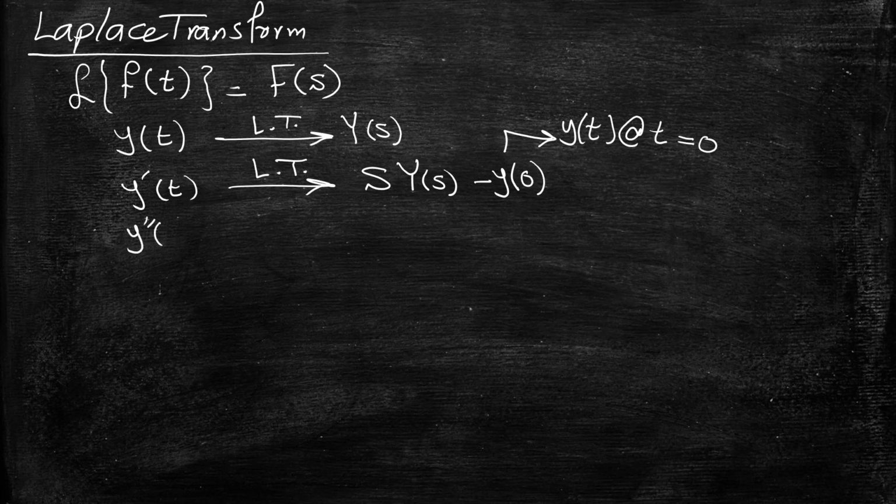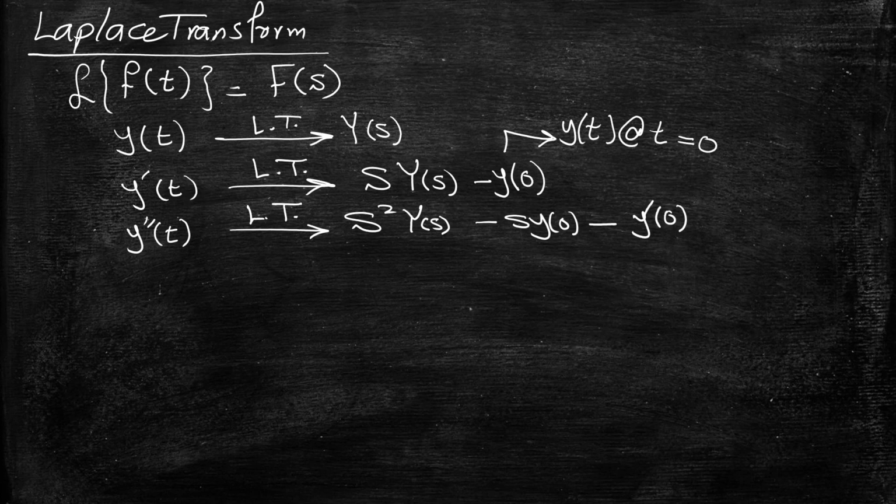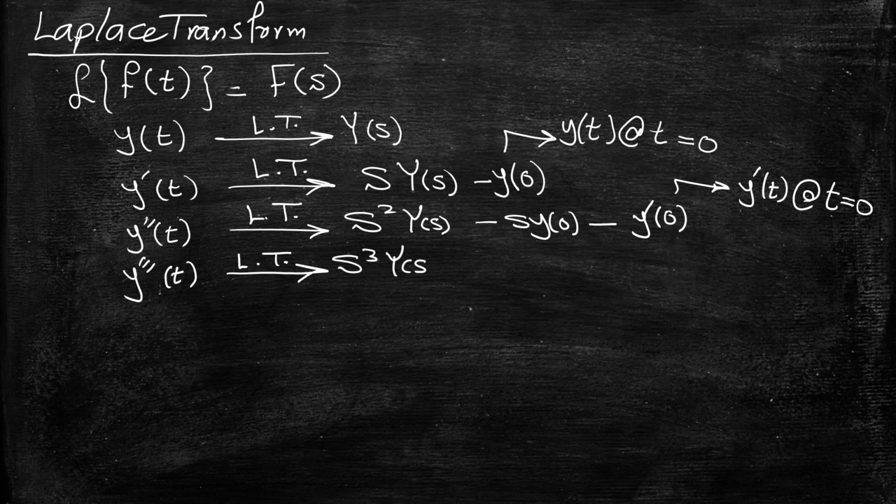If we have the second derivative, this has Laplace transform s squared multiplied by y of s, minus s times the function at t equals 0, minus the derivative of this function, y dash of t, at t equals 0. So again, this is the value of y dash of t at t equals 0. If we have the third derivative, it will have Laplace transform s cubed multiplied by y of s, minus s squared y of 0, minus s y dash of 0, minus y double dash of 0.